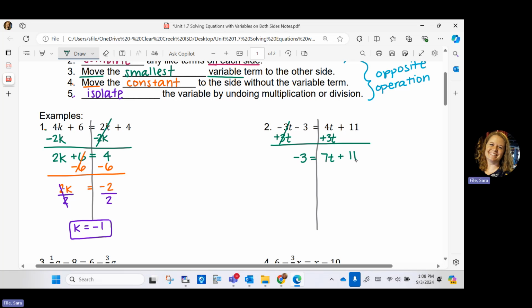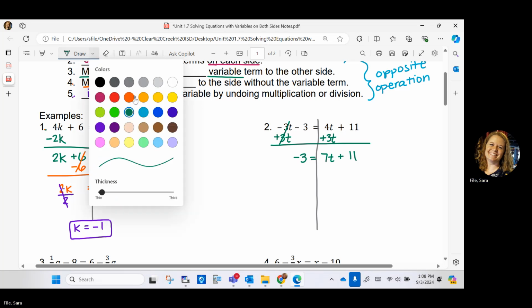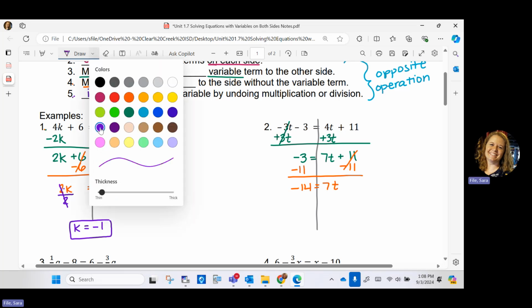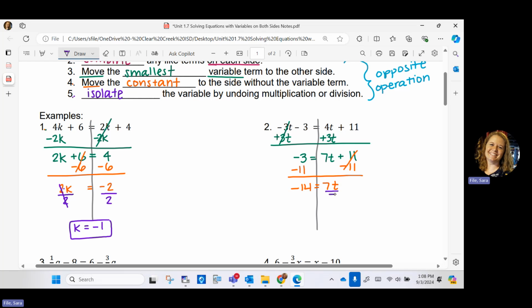All right, now we're going to move the constant to the other side. So we're going to subtract 11. Okay, now these we're going to combine. We have negative 3, we're subtracting 11. That leaves us with negative 14 equals 7t. And then last but not least, we got to get rid of that coefficient, so we're going to divide. And that leaves us with negative 2.